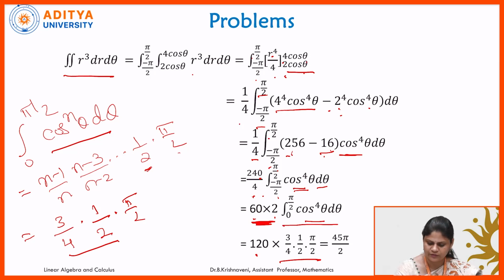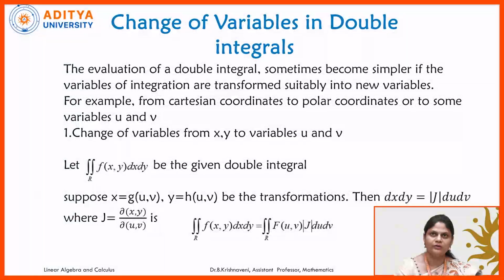And the value of integral 0 to pi by 2 cos power 4 theta d theta is equal to 3 by 4 into 1 by 2 into pi by 2. So on simplification, you got the answer equal to 45 pi by 2. So this is the way to find out double integration in polar coordinates.